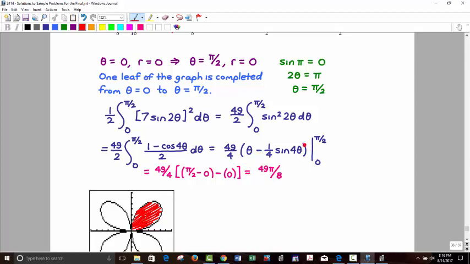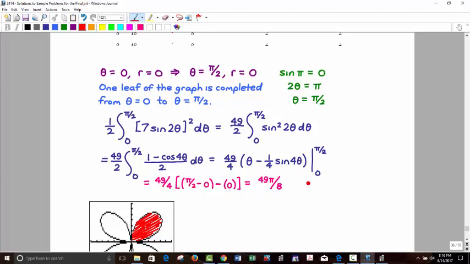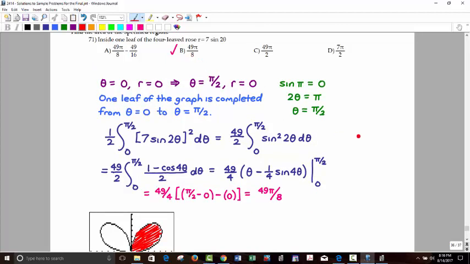So you plug in pi over 2 for theta. That'll give you pi over 2. Put in pi over 2 for sine of 4 times theta. 4 times pi over 2 will be 2 pi. Sine of 2 pi is 0, so the 1/4 doesn't matter. And for the lower limit it's going to be 0 as well, because sine of 0 will be 0. And you end up with 49 over 4 on the outside times pi over 2. So the exact answer is 49 pi over 8.